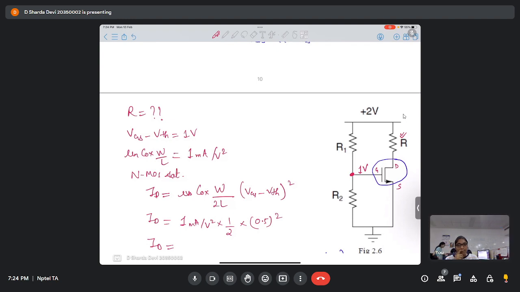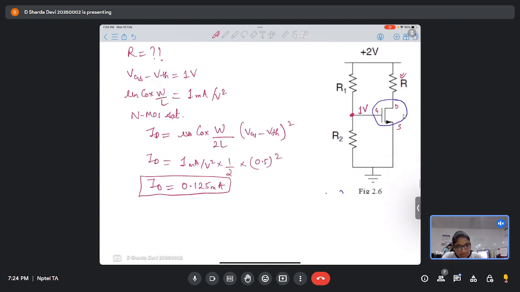Is it 0.125 milliamps? How much is it? 0.125 milliamps. Okay. So is everyone getting this value? Yes, ma'am, same value. Okay. Now we need to find this resistor R, right?